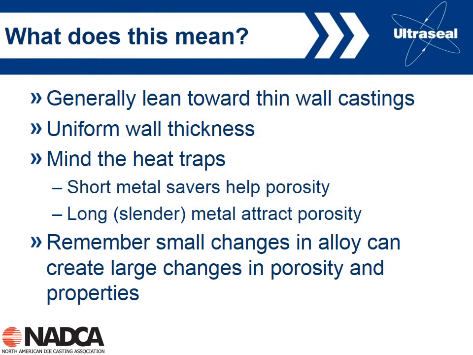So what does this mean? Generally we want to lean towards thin wall castings with a uniform thin wall. We need to think about heat traps, both in the casting design as well as the core design. Short cores can help eliminate porosity, while long, slender cores can attract porosity. And then remember that small changes in alloy can create large changes in porosity and also in properties.